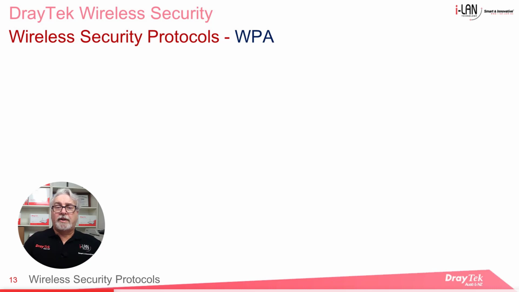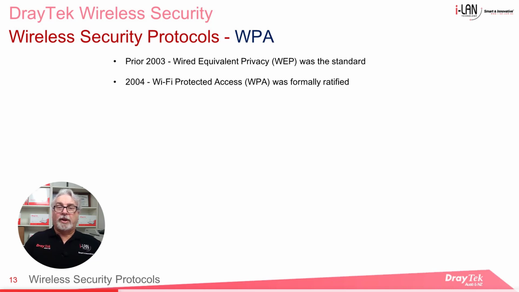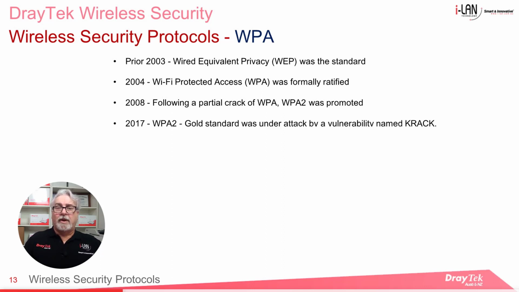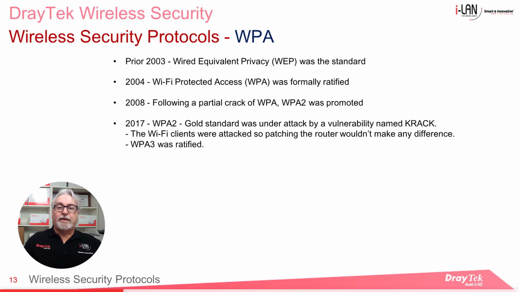Looking at some history in the development of WPA encryption, WPA was developed over a number of years with improvements being added. Prior to 2003, WEP was the standard, but it proved to be not very secure. So in 2004, WPA was ratified. It offered much better security than WEP, but it still had some security issues. So in 2008, WPA2 was developed, which offered greater improvements, amongst which was AES encryption. It was the gold standard until 2017 when the KRACK vulnerability was found.